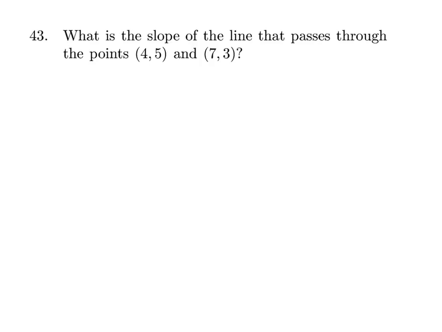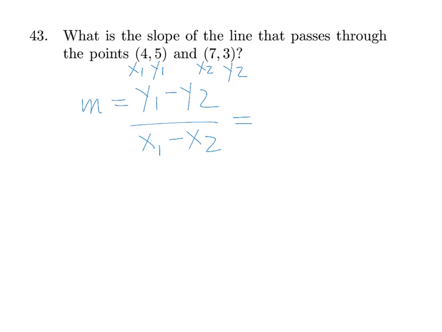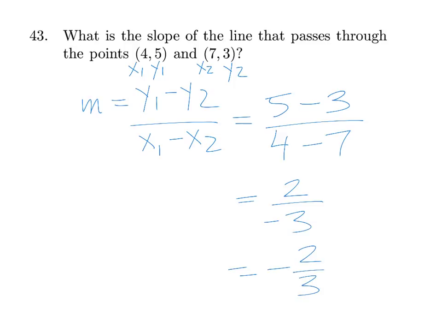What is the slope of the line that passes through the points 4, 5, and 7, 3? All right, well, just use the slope formula. All right, so I'm going to have x1, y1, x2, y2. So I have y1, which is 5, minus y2, which is 3, over x1, which is 4, minus x2, which is 7. So I have 2 over negative 3. So it's going to be negative 2/3. That's my slope. Done.